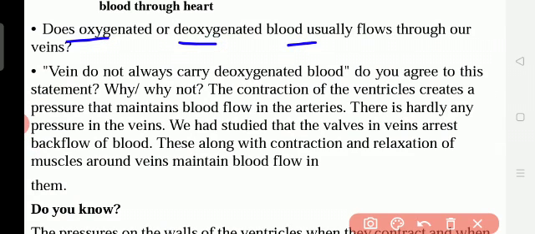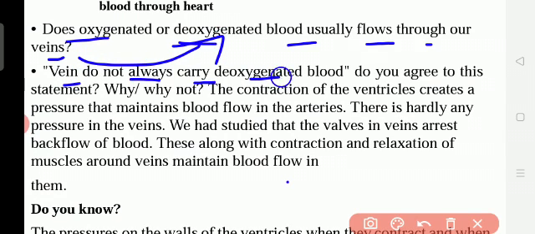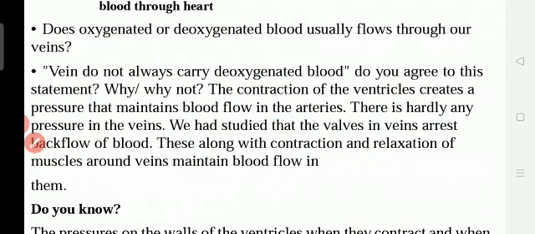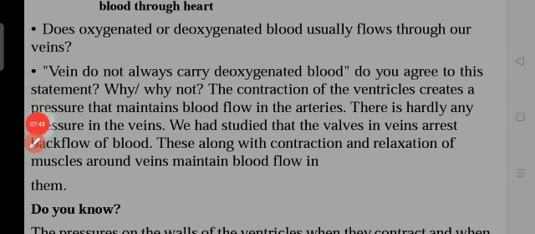Understand? So this is the one. And the next one: does oxygenated or deoxygenated blood usually flow through our veins? Which one carries deoxygenated blood? Veins carry the deoxygenated blood. Arteries carry the pure blood. Veins are just on the surface, under the skin, and we can see them. Arteries are deep down under the skin.